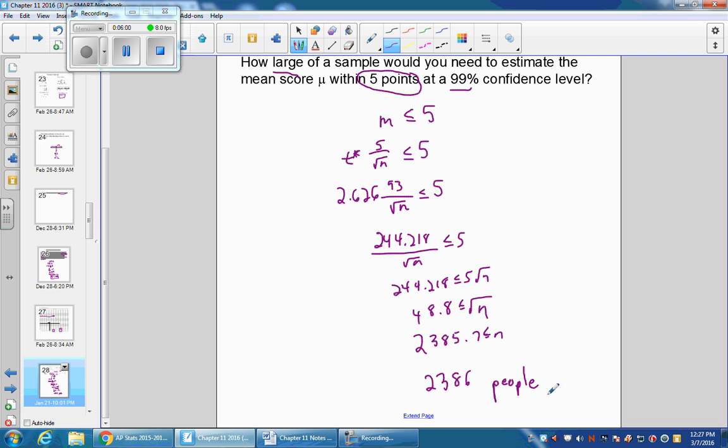So that's about how many people you would need in order to get our margin of error less than 5. All right, our next example will be proportions in the next video.